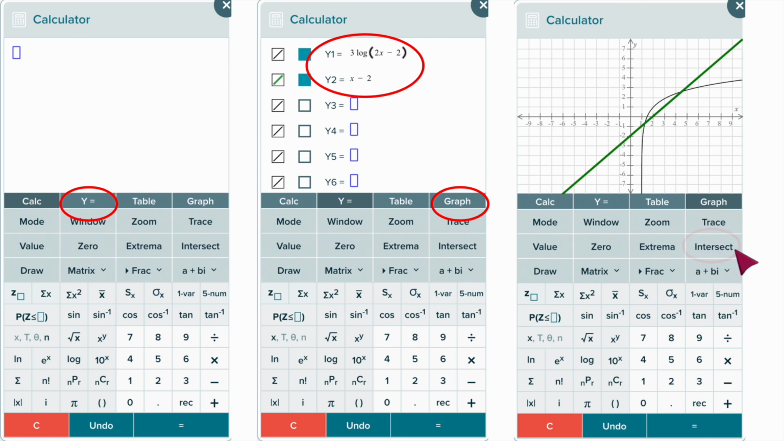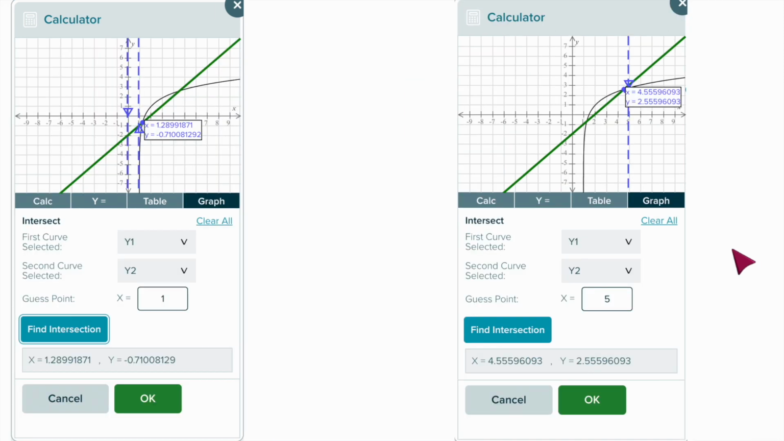Now that I have this, I'm going to click this intersect button that's in the middle here. When I click this button, it opens up this screen, and it's already selected y1 and y2, so I don't have to do anything there, but I do have to give it a guess point. Visually, I think that it's a 1, but it's not too far off of a 1. It's close enough. So I give it a guess point and then click find intersection.